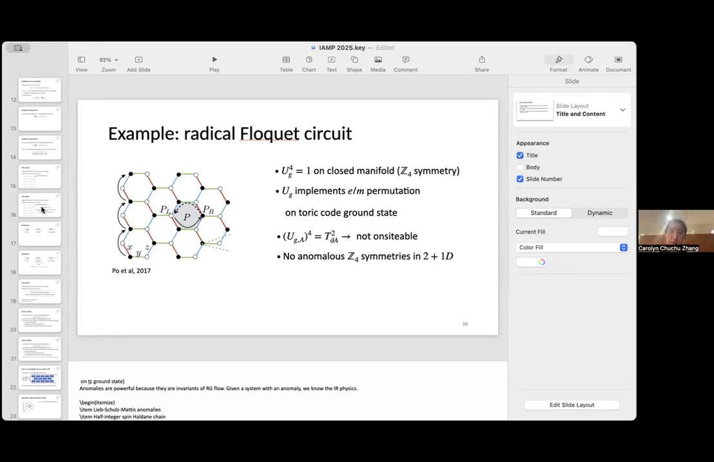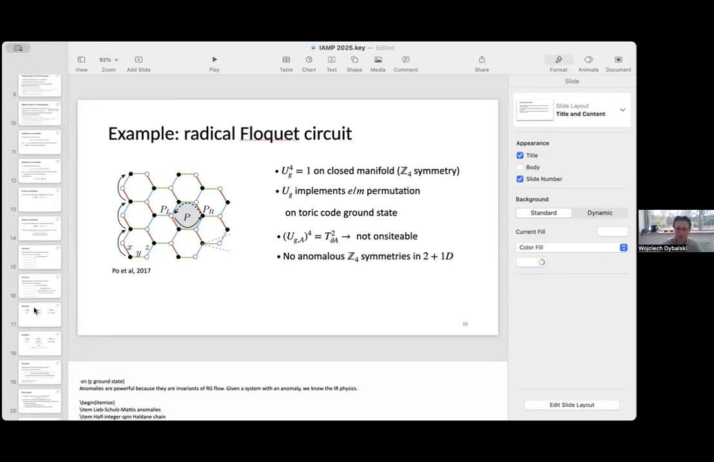So here we're starting with a global symmetry, and when you have a global symmetry, you can make the symmetry local by gauging it, and then you could result in some kind of gauge theory.